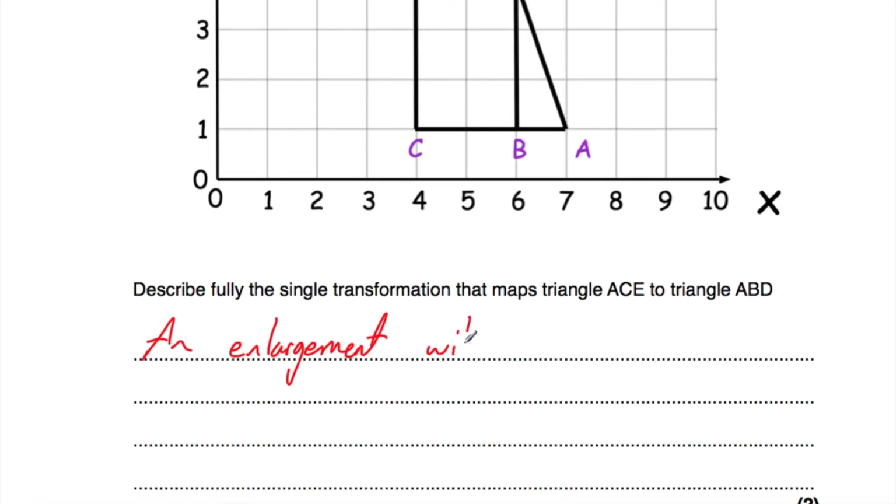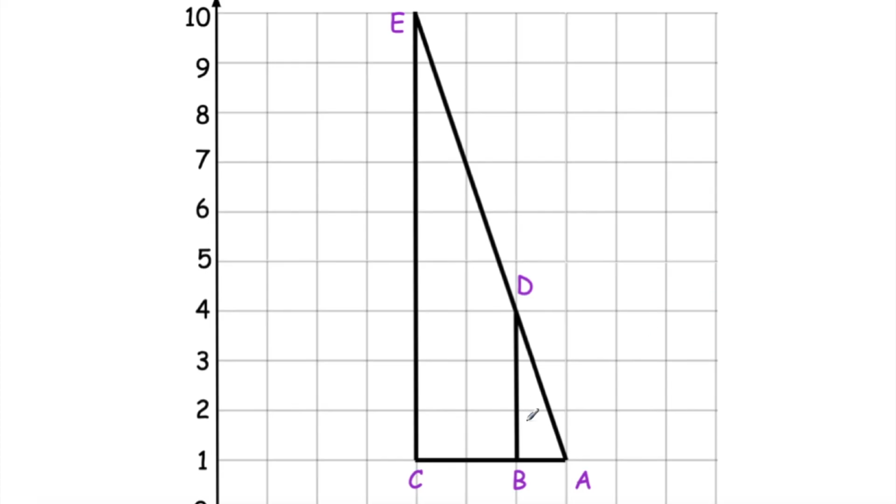An enlargement with scale factor, and let's find what the scale factor of enlargement would be. So if we consider ACE, the big one, the base of it was 3 across. And then if we look at ABD, the base of it's only 1 across. So that's a third of it. If we divide it by 3, we get the length of that. So the scale factor of enlargement there would be a third.